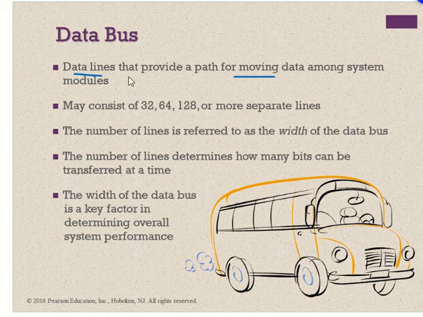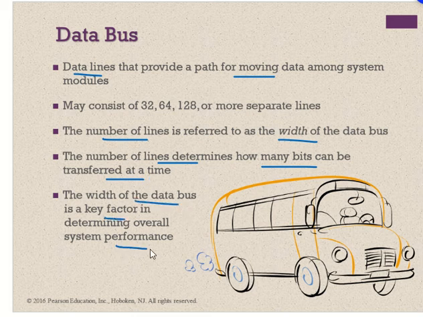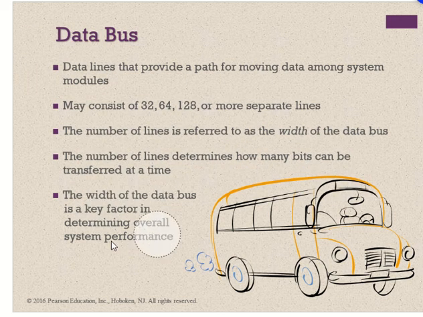Remember that. The number of lines in a bus is called the width of the bus. The number of lines determines how many bits it can transmit at a time. If I have 32 lines in a data bus, it can transmit 32-bit data at a time. So the width of the data bus is a key factor for system performance. If you have more lines, more data can be transmitted, so the performance of the system will be better. The more lines, the better the performance. Remember that point.